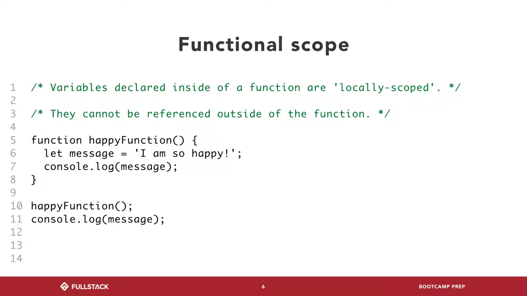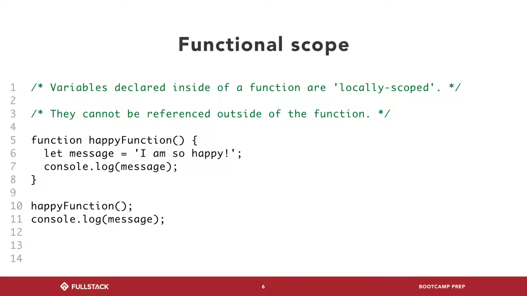So if I have this function here called happy function, in the function we create a variable called message. We console log out the message. This looks great. If I run lines 10 and 11, what does line 10 do and what does line 11 do? What does line 10 do? It runs a function, correct. What does it print out? I am so happy. Okay, so line 10 prints out I am so happy. And what about line 11?